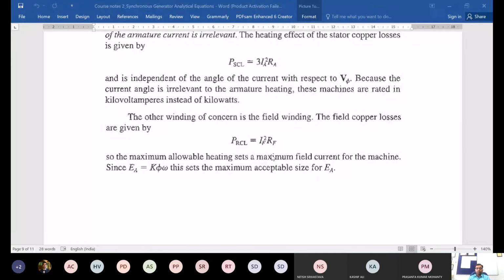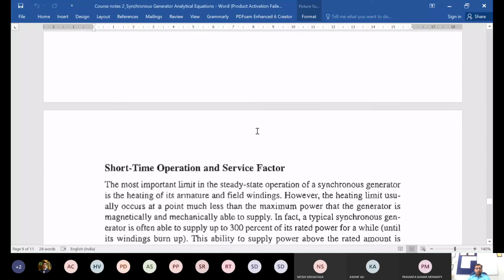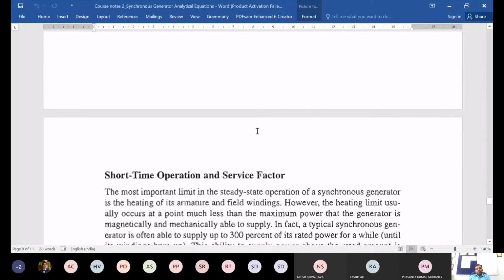Any question on this? Okay, so let's move ahead, and let's look at this. Another thing is known as the short time operation and the service factor.